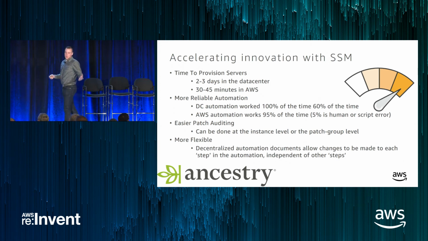Then the next thing we got to was easier patch auditing. Before it was like, okay, we're gonna run this collection of PowerShell scripts and shell scripts, and then we'll aggregate it all into a CSV, and then we'll throw that into Excel, and then we'll make this pretty little pivot table for our executives. This is where our patch levels are. And now it's just like, here's a screenshot, there you go, right?